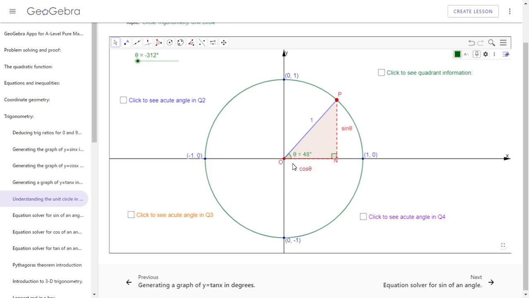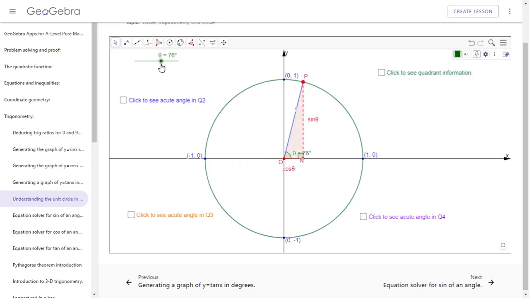Here we've got the adjacent side, so this is going to be 1 cos theta, or in this case, just 1 cos 48. So no matter where we put this triangle, so no matter what angle we put it at, so if I put it over here, the length is still going to be sine theta, because it's still opposite, and the other length is still going to be cos theta, because it's still adjacent.